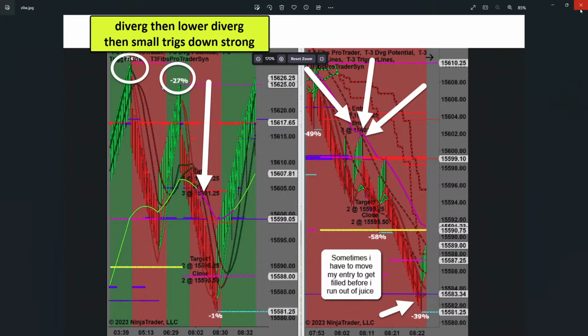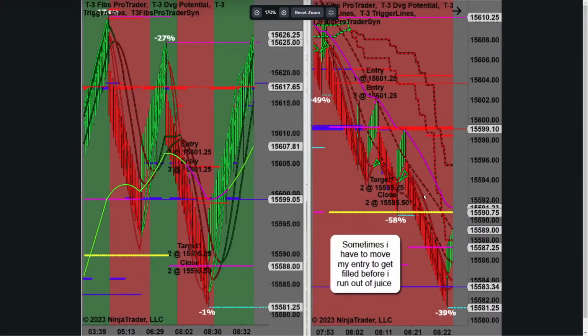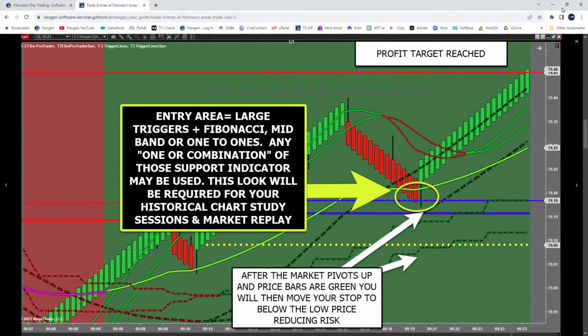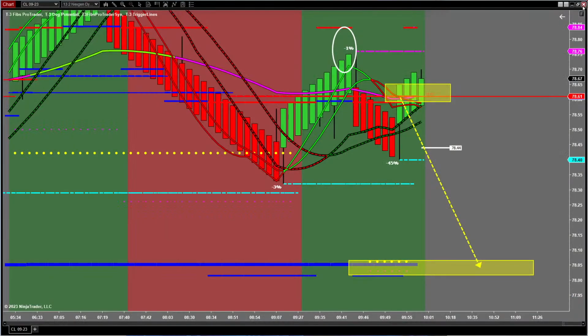Yeah, it's okay. But look, if you're going to put yourself at risk, make a little bit more money for doing it. Especially when you have divergence, a second divergence, and strong triggers, you're going to make at least 10, 12, 15 points. So don't shortchange yourself.